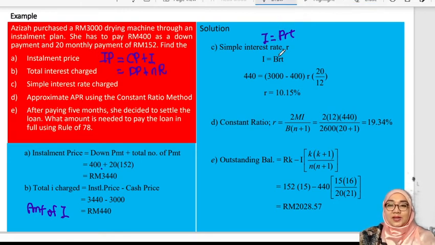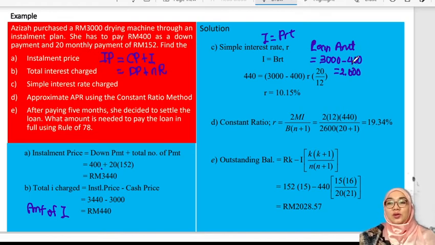So in this case P dia adalah B lah, balance. So balance dia adalah apa? Loan amount. So loan amount ataupun hutang dia adalah 3,000, cash price tadi tolaklah dengan 400, which is equal to 2,600 ringgit. Ini adalah the original balance of the loan. Maksudnya loan amount yang mula-mula yang dia hutang tu adalah sebanyak 2,600. Alright, masukkan dalam formula, you dapatlah simple interest rate equal to 10.15%.